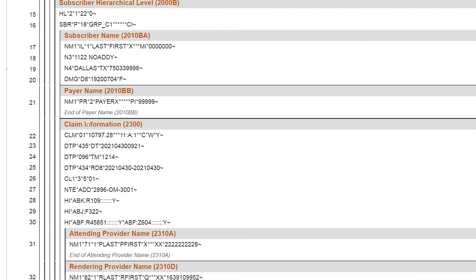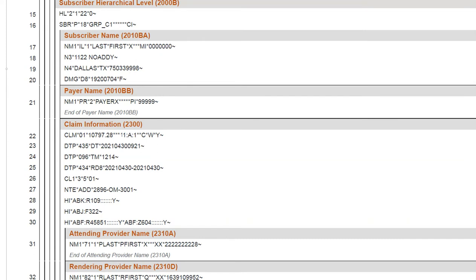If there was a dependent, you would have another loop in there, 2010CA, which would include NM1 QC for a dependent. That might be, for example, our son or a daughter that was going in for some sort of healthcare treatment. In the 2300 loop, you see the CLM segment, which includes the patient ID in CLM01, the total charge in CLM02, and then CLM05 includes the place of service or the bill type.